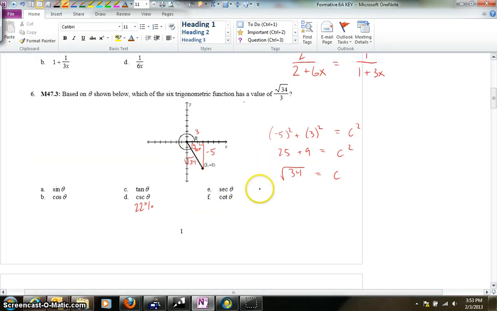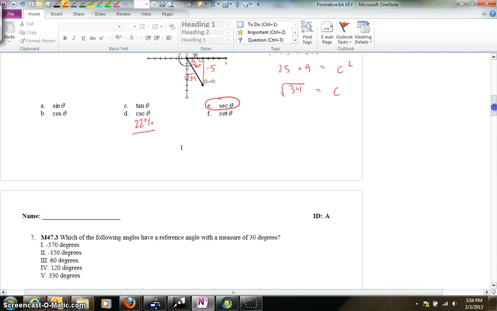And so let's see. Which of them equals radical 34 over 3? So radical 34 is the hypotenuse, it appears. 3 is the adjacent side. So that looks like the reciprocal of something that has adjacent over hypotenuse. This looks like the reciprocal of cosine. The reciprocal of cosine is secant. So this is secant. I'm guessing that since 22% of you chose cosecant, you thought cosecant was the reciprocal of cosine, but really it's secant that is the reciprocal of cosine.